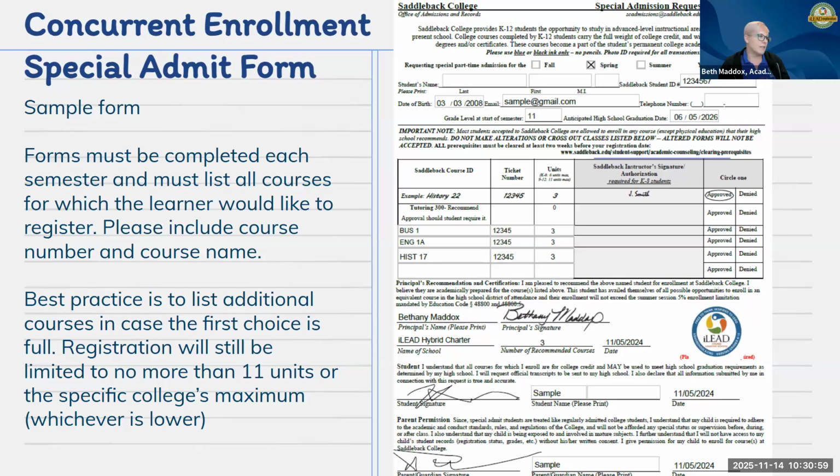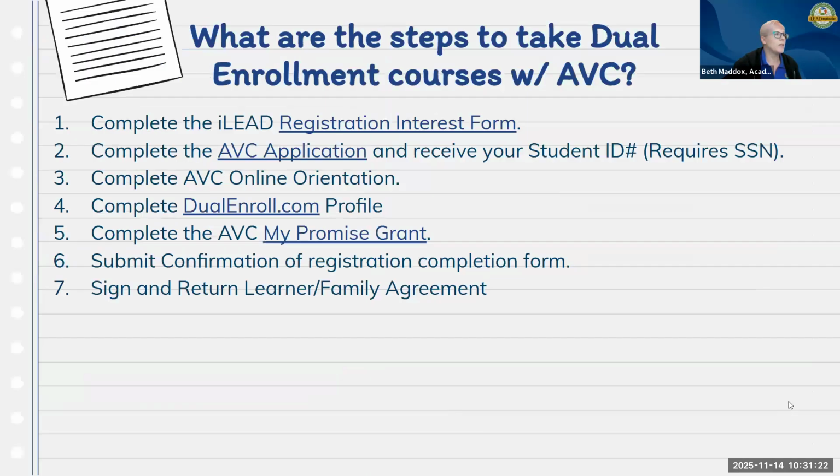When things are full, just so you know, concurrent enrollment high schoolers get last pick. So oftentimes things do start to fill up and we have to go to second or third choices. The best practice is to list additional courses in case the first choice is full. Registration will still be limited to no more than 11 units or the specific college maximum, whichever is lower. Okay, so that's just a sample idea of what that looks like.